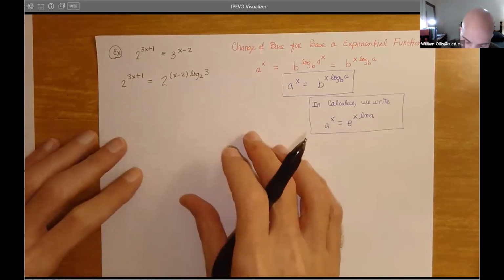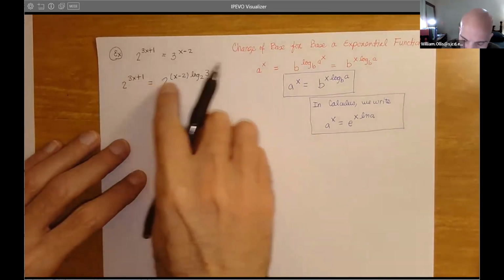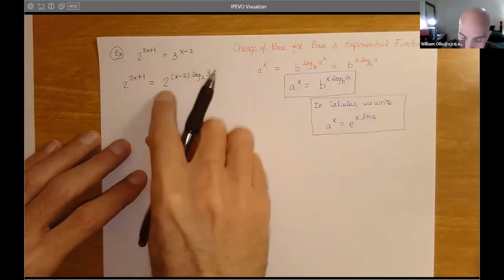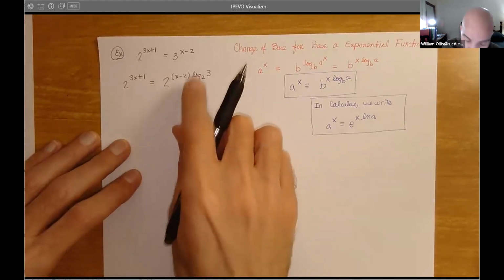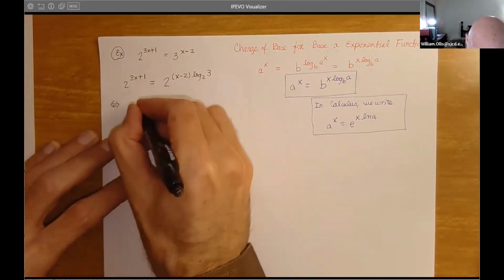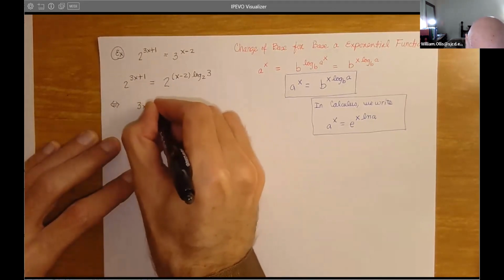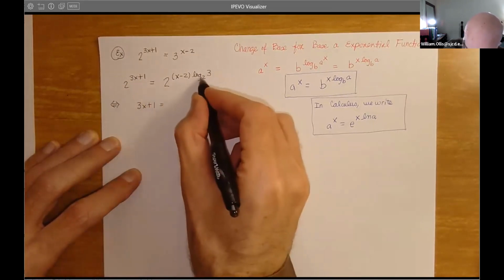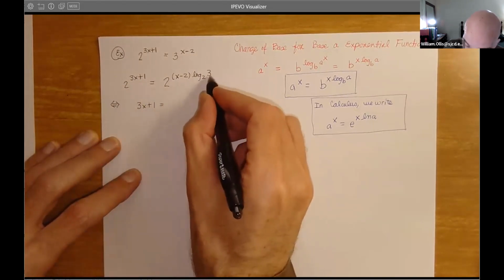So let's do it. Now notice, we see that the bases are aligned, and so we can set the powers equal. So equivalently, using one-to-one, 3x plus 1 equals, now of course, this is just a number, the power of 2 that equals 3.